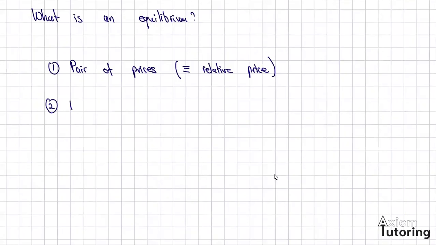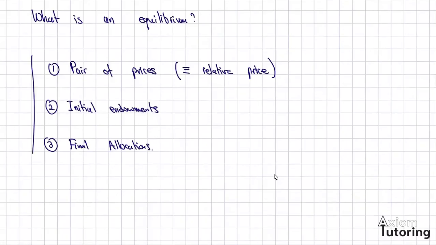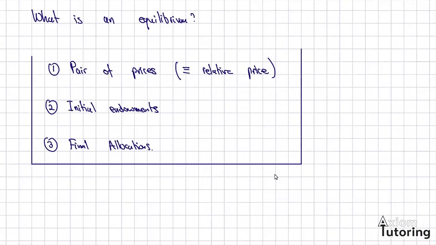And two, we're going to need some initial endowments. And then three, we're going to need some final outcome, final allocations. Now, what makes this an equilibrium is if these three things combined together are special enough. What makes these three things an equilibrium is that at such prices, the market clears. At such prices, such endowments, right?